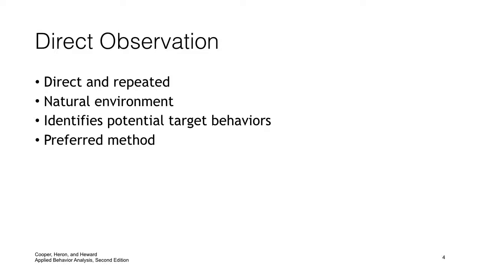Among those four effective data collection methods, we are going to talk about direct observation today. Direct and repeated observations of students' behavior in the natural environment are the most preferred methods for determining which behaviors to target for change. A basic form of direct continuous observation is called anecdotal observation or ABC recording.